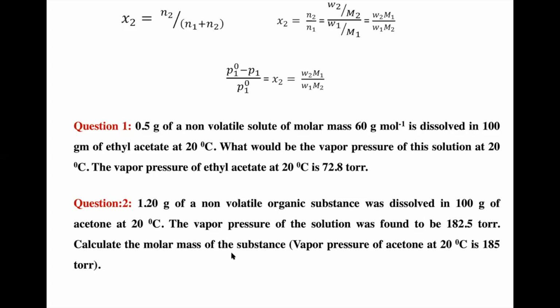Calculating the molar mass of the substance means you have to calculate the value of M2, and you are given the values of P1 naught and P1 also. You can see this is the value of P1 naught, and you are given the value of P1, and you are given the values of W2, M1, and W1, right? By putting all these values in this mathematical equation, you can easily calculate the value of M2.